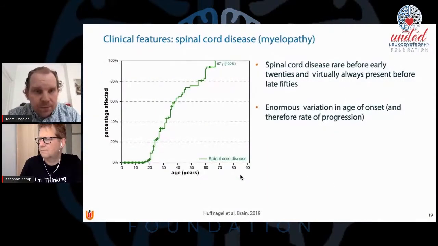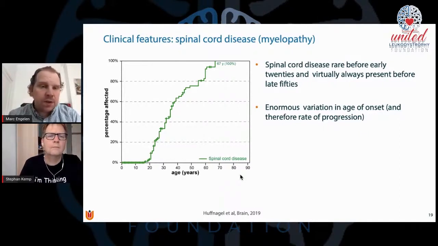So this is a graph that shows how these symptoms develop over time. This spinal cord disease is not something that affects children or boys or even rarely adolescents, but you can see that as you get older, men with ALD have a higher likelihood of being affected by this spinal cord disease. And above 50 or 60 years, it is exceedingly rare not to have overt spinal cord disease. But this being said, there is an enormous variation. There are those who are severely affected at 25, and there are those who still go jogging at 55.